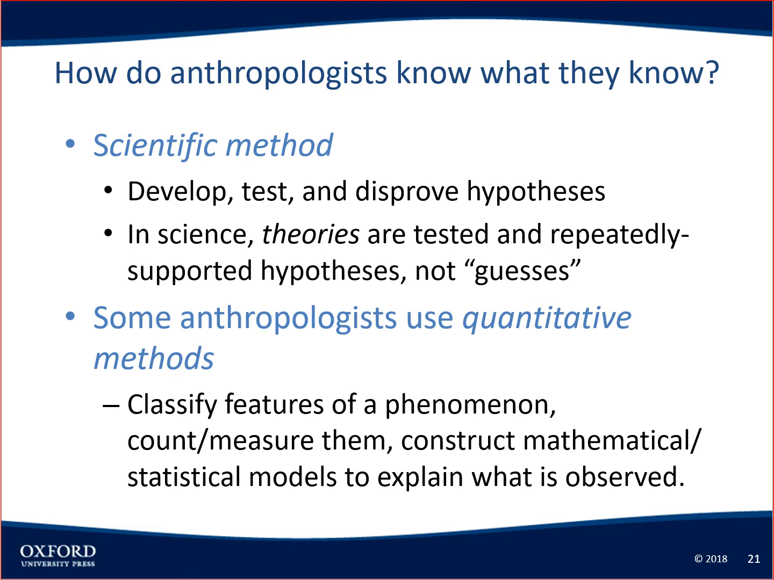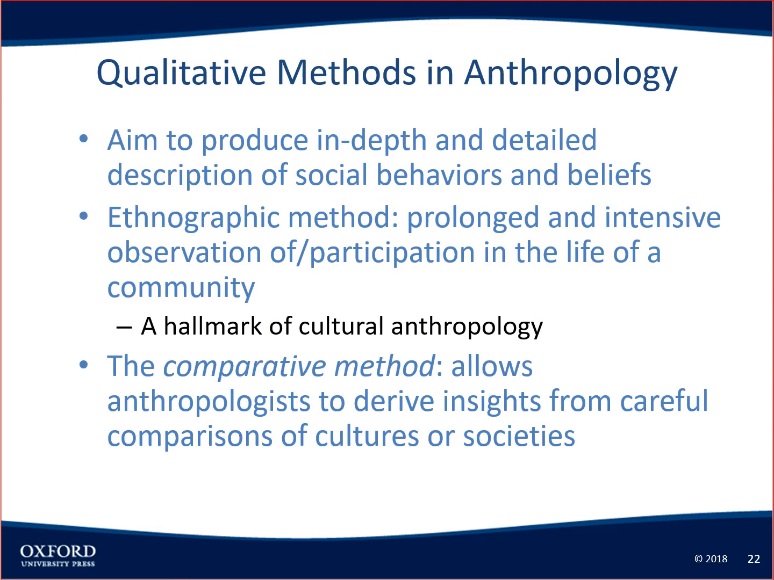Quantitative is like measuring and counting. It's more mathematical and statistical. You see this a lot of the time with the surveys that cultural anthropologists will use, but more in biological anthropology as well as archaeology. Qualitative is non-calculable, and so that's participant observation. Qualitative aims to produce in-depth and detailed descriptions of social behaviors and beliefs.